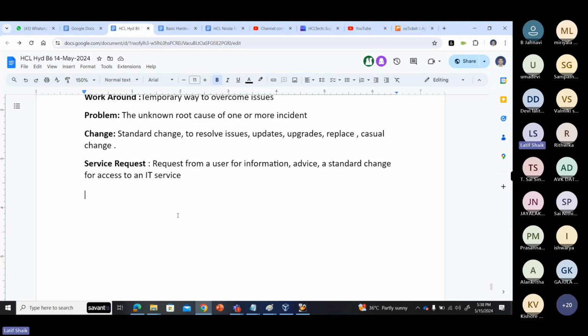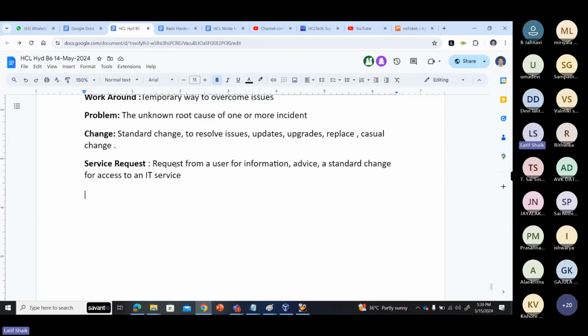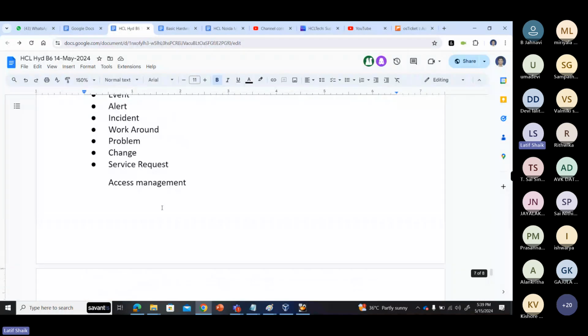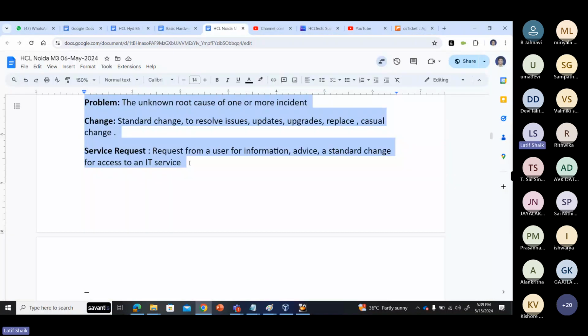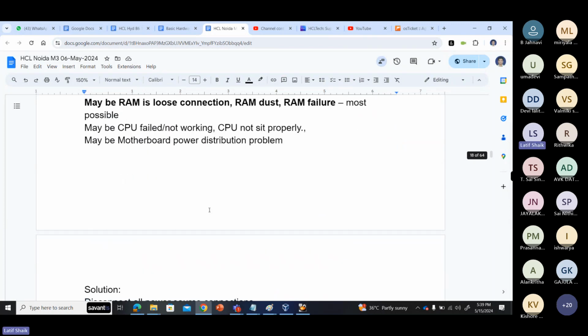Okay. So tomorrow I will try to show my ticket system, and we will also discuss these terminologies. A lot of things are there, so we will discuss this.